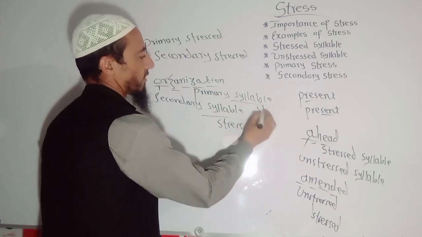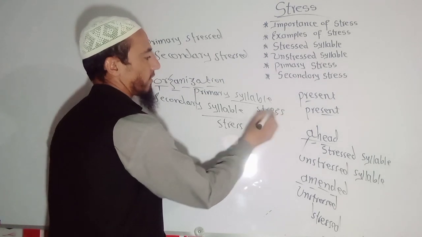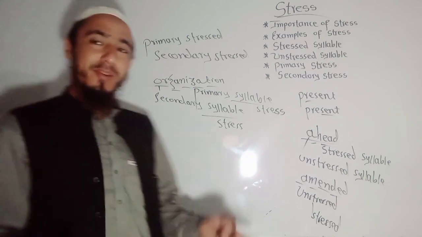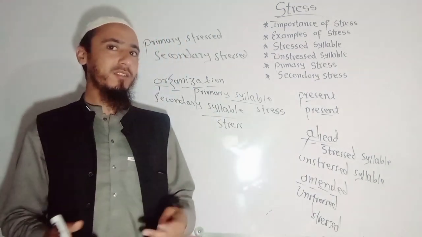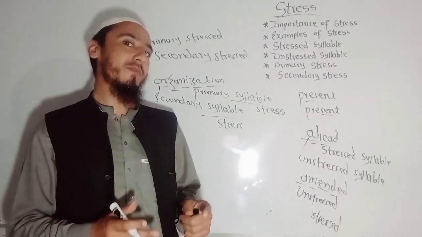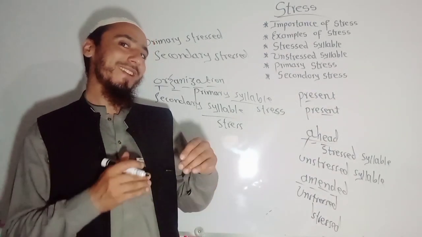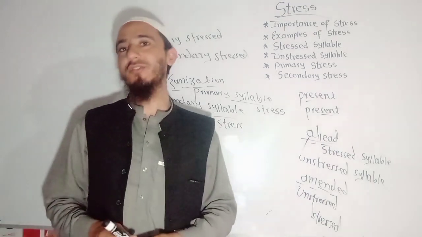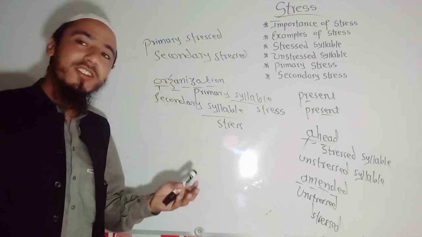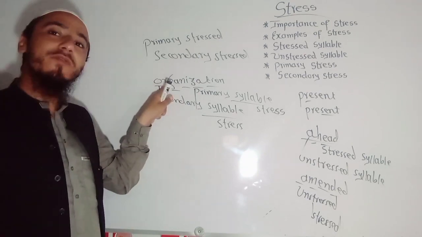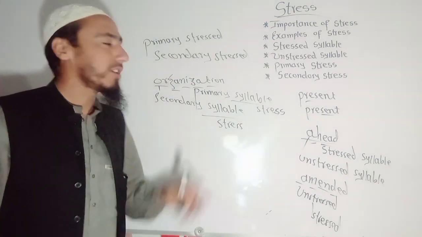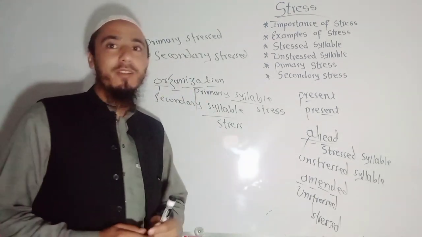Primary stress and secondary stress. Okay. So primary stress is when the stress is given strongly. And secondary stress is when stress is given to a part of a word strongly, but less than compared to the primary stress. So here in organization, "or" is the secondary stress and "za" in organization is the primary stress.